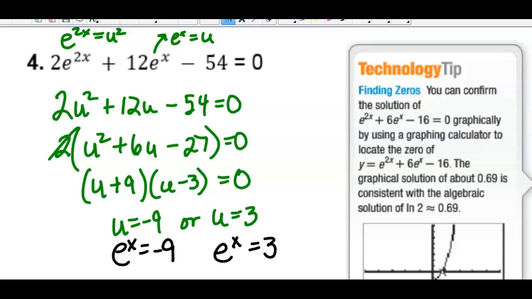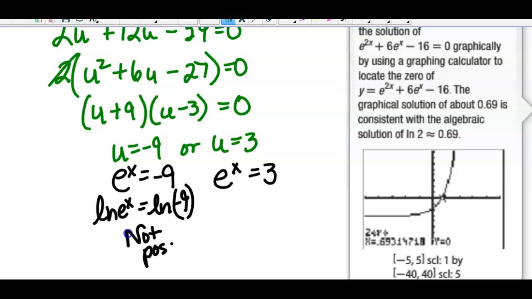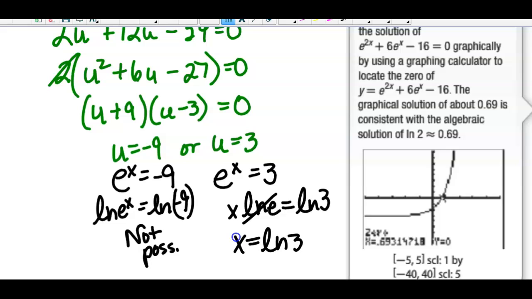Now, this is where you have to remember something. If you take the log of both sides, can you take the log of negative 9? The answer is no, this is not possible. Over here, when we take the log of both sides, this is going to be our exact solution. The natural log of e is 1, so we have x equals the natural log of 3.